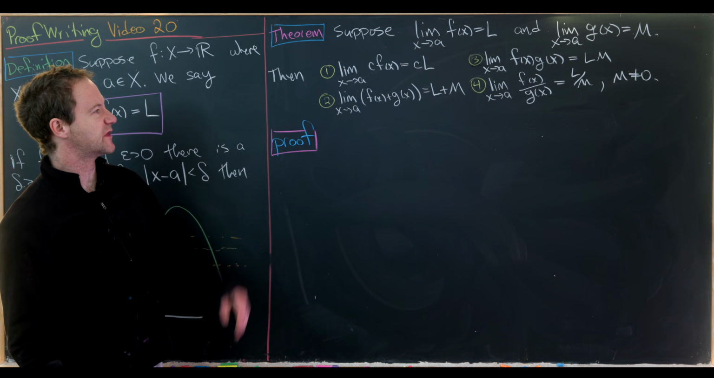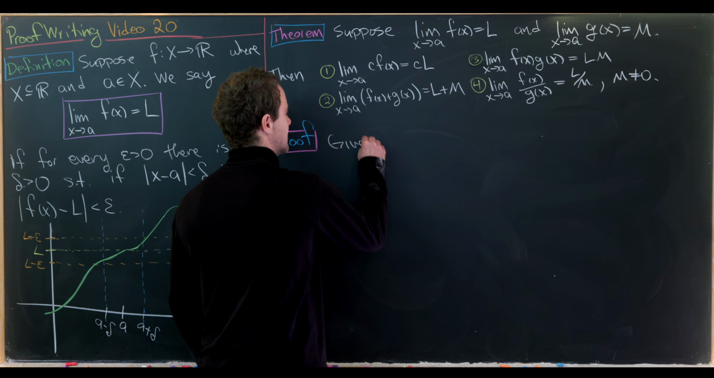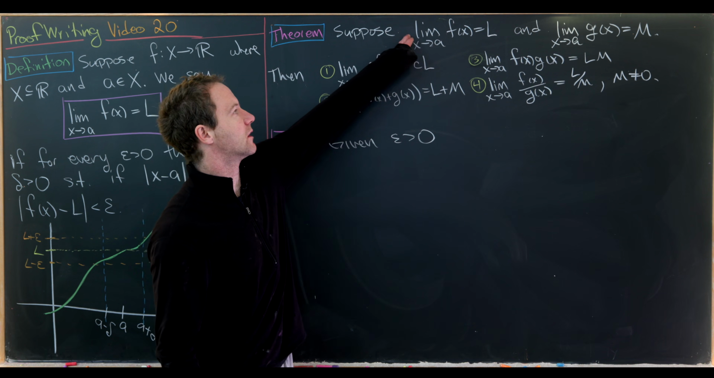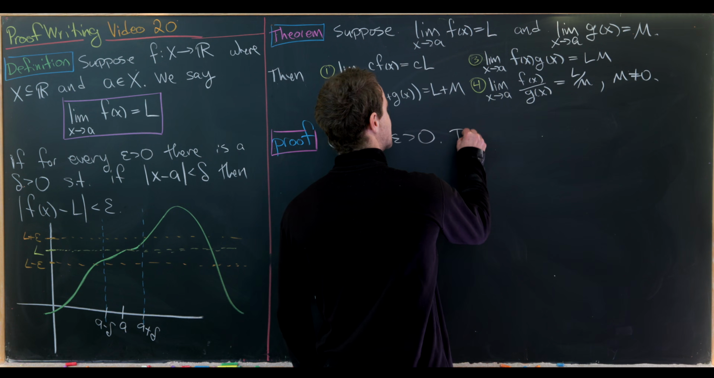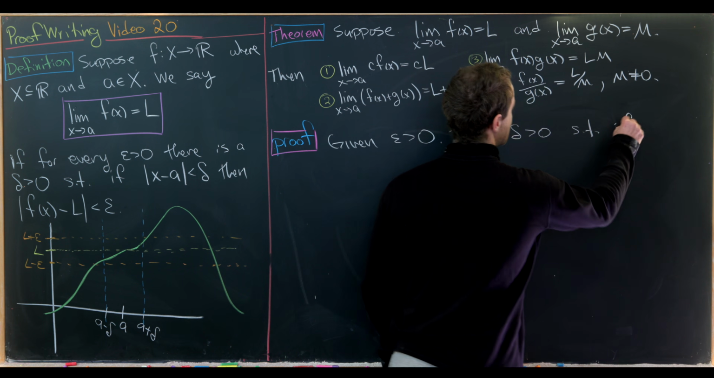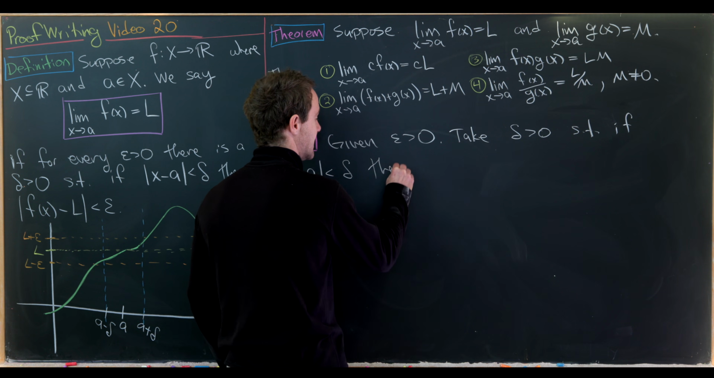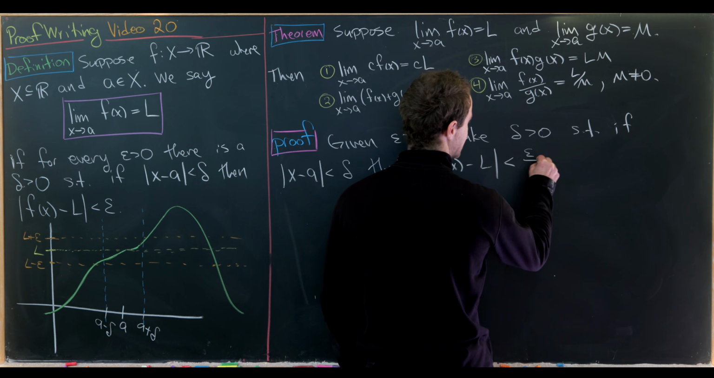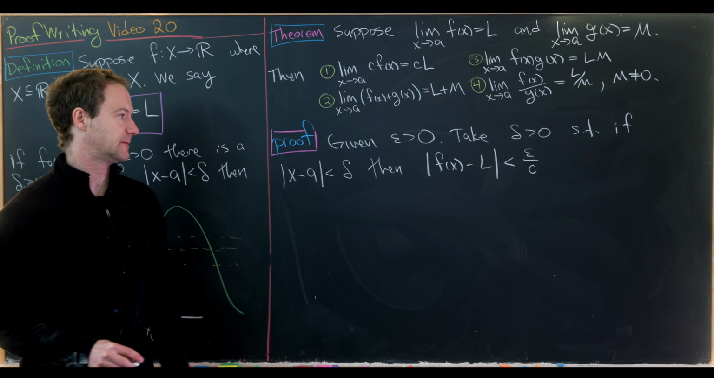Okay, so let's get going with this first statement. So let's say we are given epsilon bigger than 0, and we'll first use this epsilon along with the fact that our limit of f of x is L in this case. So let's take delta bigger than 0 such that if absolute value of x minus a is less than delta, then the absolute value of f of x minus L is not less than epsilon, but it's less than epsilon over c. So something like that.